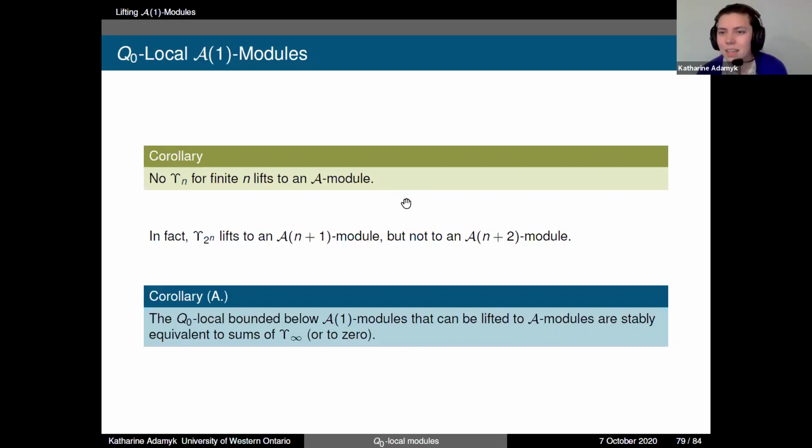Okay. Yes, for actual computations, it's obviously very helpful to have multiplicative structure around.